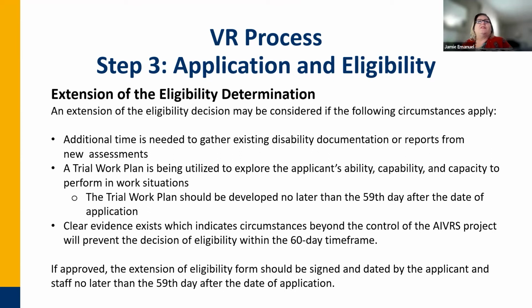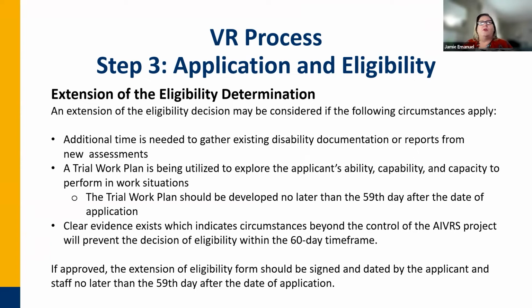Let's talk about the extension of the eligibility determination. An extension of eligibility decision may be considered if the following circumstances apply. If you need additional time to gather more documentation about the existing disability or any new assessments, you may not have time within that 60-day time frame to determine eligibility and to get all of these assessments done in the time that you have. And especially because we don't have a lot of resources for assessments, you may definitely need an extension.